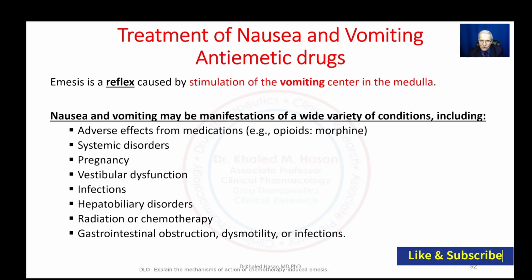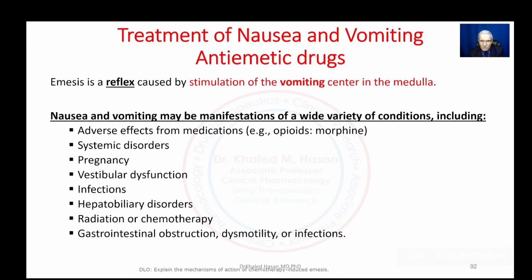Second, we have systemic disorders. Some systemic diseases may cause vomiting. So we have a question mark there. When you have patients with nausea and vomiting, we have the list. The third one, pregnancy, the most important cause of nausea and vomiting, especially during the first trimester of pregnancy.